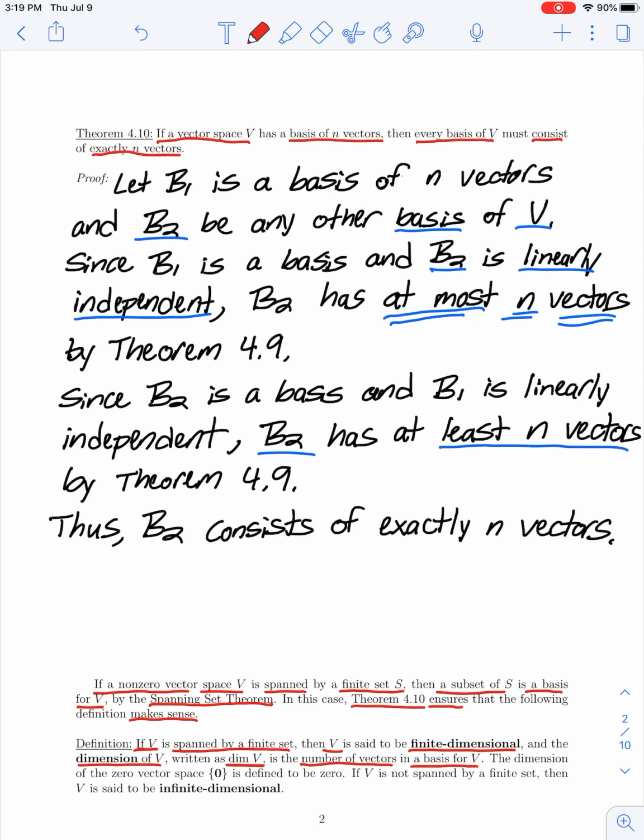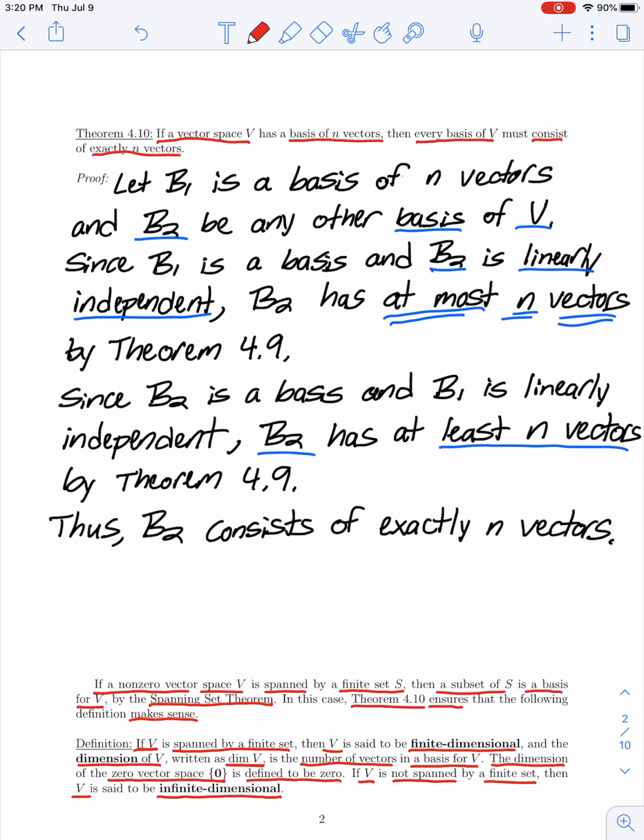And by theorem 4.10, we've seen that the number of vectors in any given basis has to be the same as in any other basis. Now, by definition, we will use the convention that the dimension of the zero vector space is defined to be 0. So the space consisting of only the 0 vector will have dimension 0. And if V is not spanned by a finite set, then we say V is infinite dimensional.